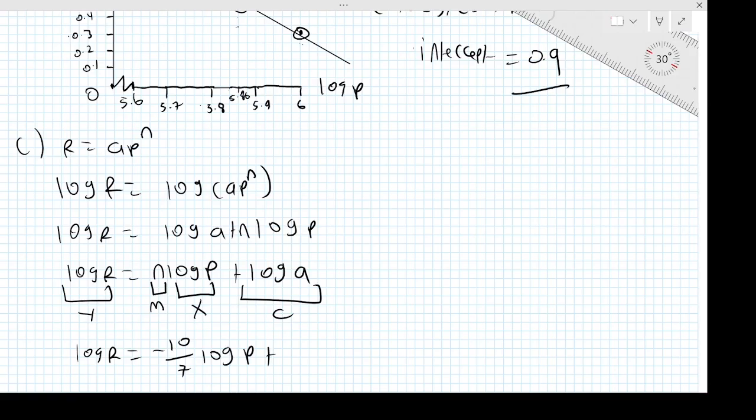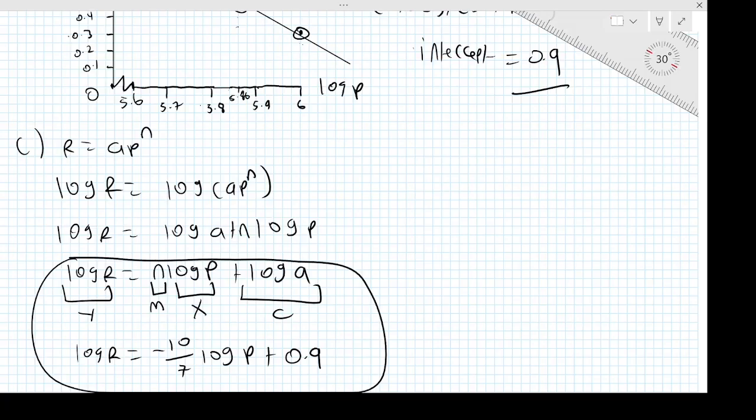So add 0.9. And if I compare these two equations, substituting in my gradient and the intercept of the line, I can see that n has to be minus 10 over 7, and log a has to be 0.9. Hopefully you're with me there.